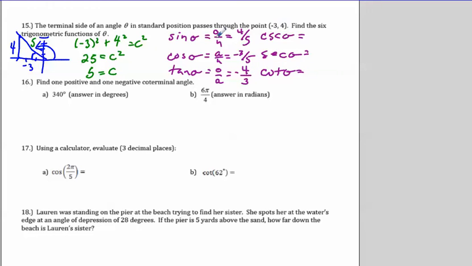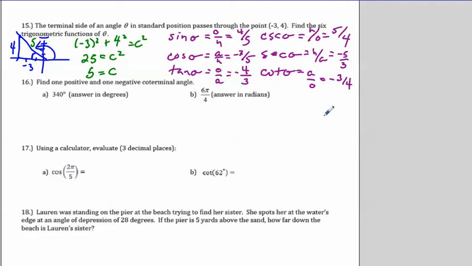Cosecant is the reciprocal of the sine, so it is hypotenuse over opposite, but I know I can also just take the reciprocal of 4/5, which is 5/4. Secant is the reciprocal of -3/5, and that would be hypotenuse over adjacent, and I get -5/3. And cotangent is the reciprocal of the tangent, adjacent over opposite, -3/4.